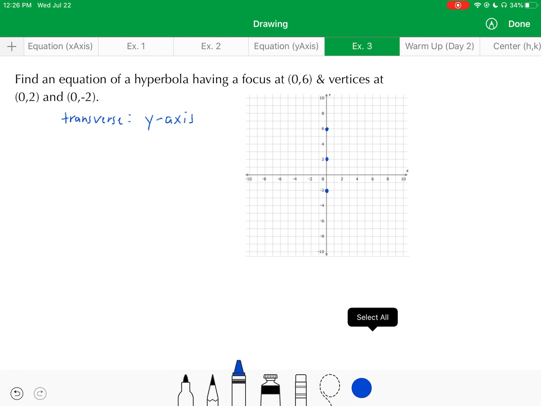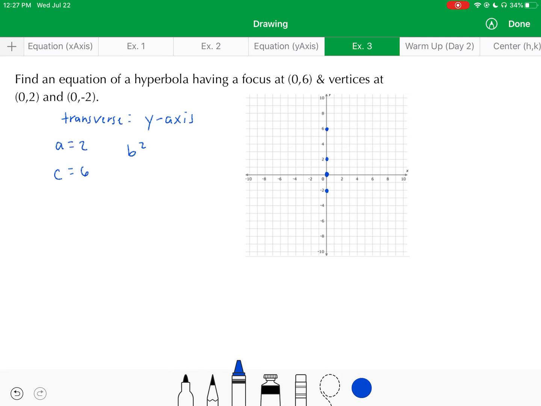And I can tell you that my a value is 2, my c value is 6. Use those to find my b value. c is the distance from the center to the foci, right? And I guess I kind of skipped over that. Isn't the center going to be the origin here? It's got to be halfway between the two vertices that we're given, right?